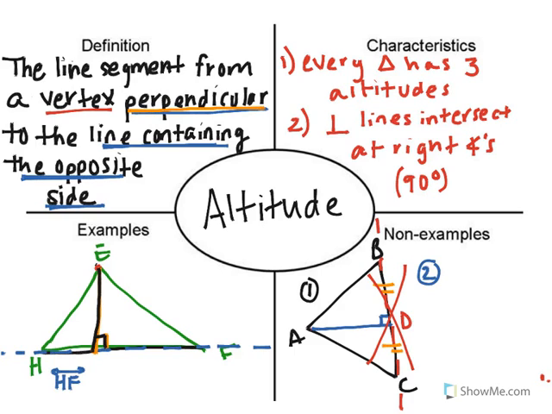A second example that happens a lot is if we have triangle UXW, is to actually draw in a perpendicular segment. But remember, if you look at the definition, it has to be from a vertex. And in this case, this is not from a vertex. So again, this example does not work because your altitude does not start from a vertex.